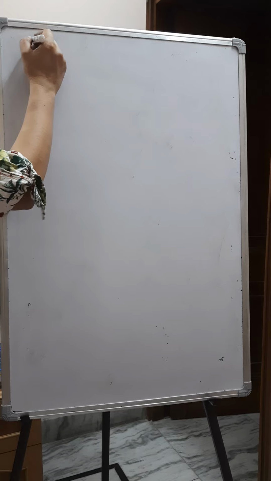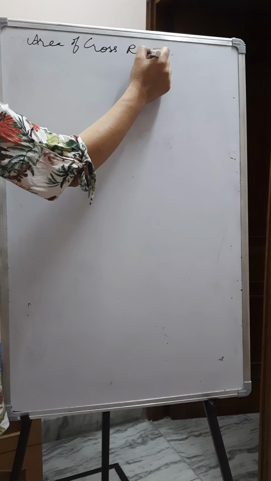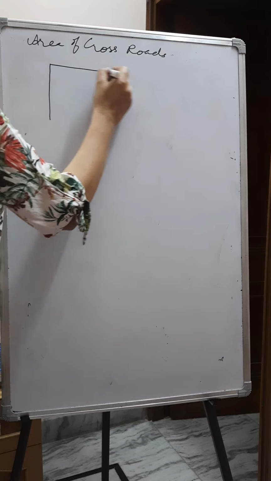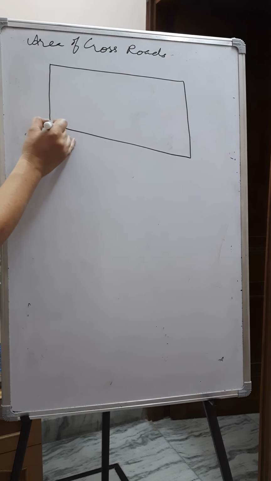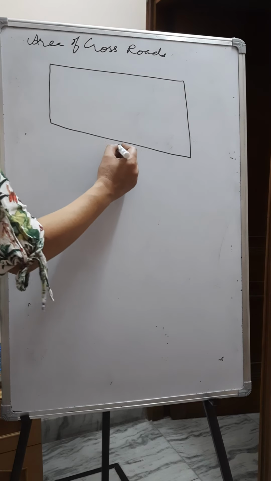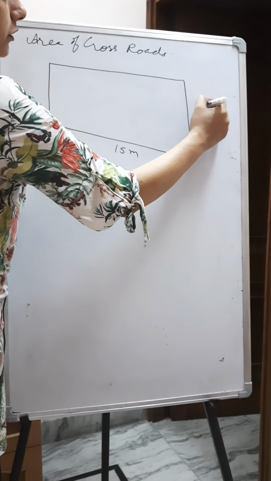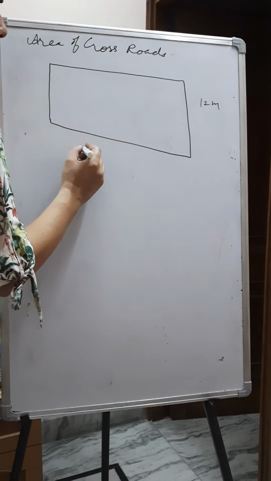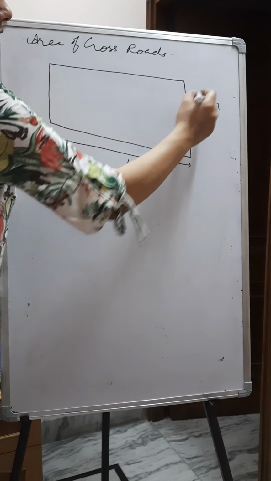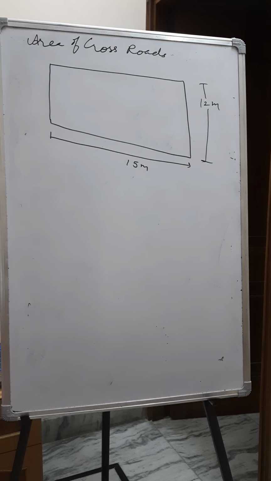Area of crossroads. The question is the last question of the exercise, the only and the last question. A rectangular field with the dimensions 15 meter and 12 meter is given. This full dimension is 15 meter. This full dimension is 12 meter. Okay, this is the rectangular field given.